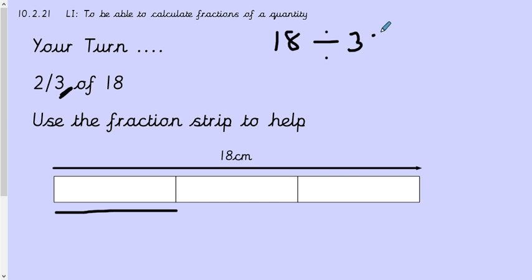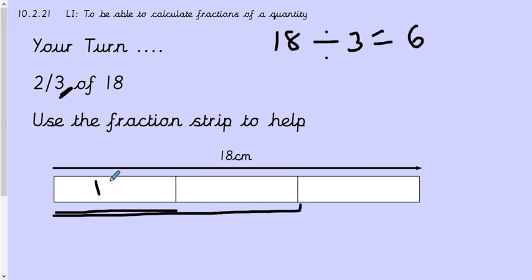So this is where your times table knowledge comes in. You really do need to know your 3s, 4s, 5s times tables, and so on, because it's really important with things like this. It'll just make it a lot quicker and easier for you. So 18 divided by 3, count in 3s: 3, 6, 9, 12, 15, 18. That is 6. Okay? But if we're looking at 2/3, we're looking at this one and this one.